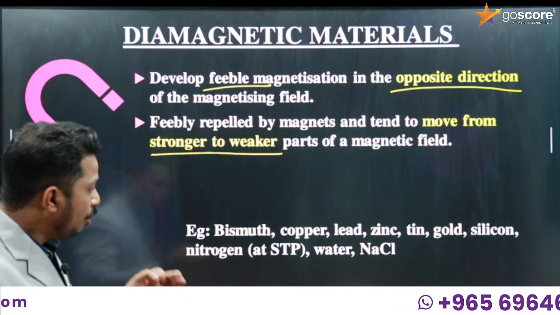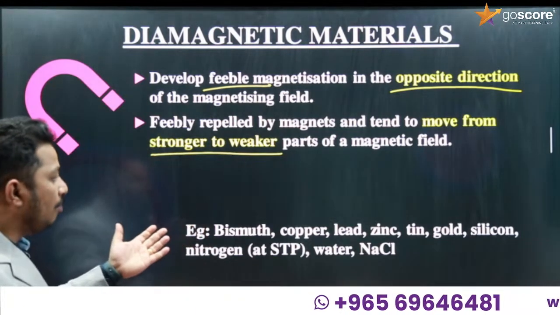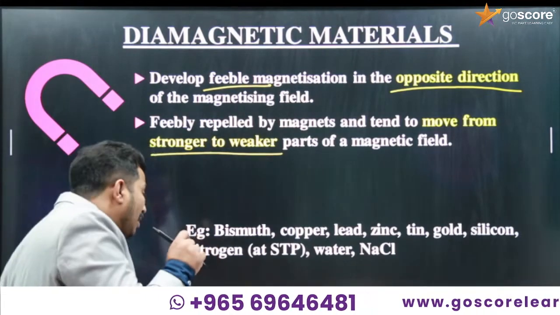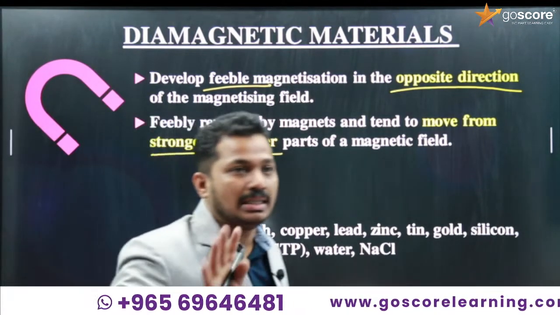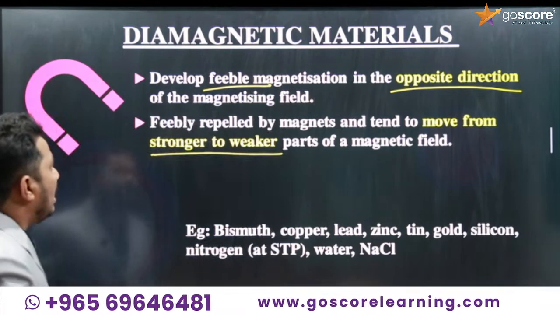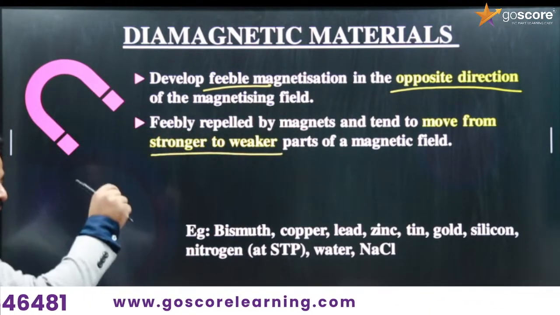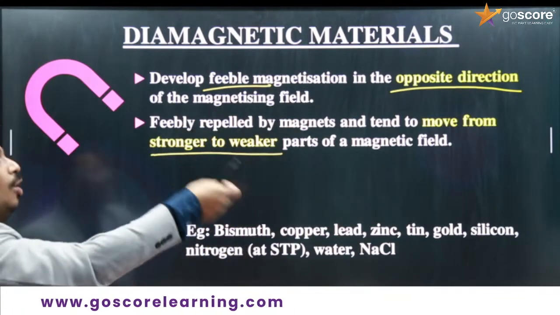No need to remember all the examples. You can remember four or five, that's only needed. But you should remember at least four. What are the examples of diamagnetic material? They will magnetize in the opposite direction, feeble magnetization in the opposite direction.